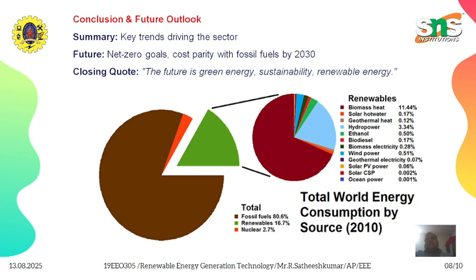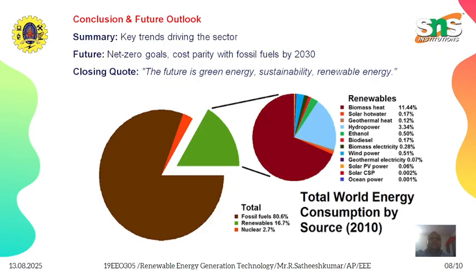So this is the graph showing the constitution of varied types of renewable energies. This is a very old graph, but likewise we can take a recent graph too. The future is green energy, there is no doubt in it. It gives sustainability. The main thing is renewable energy.